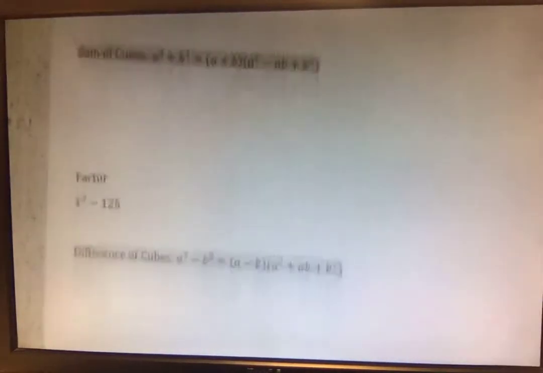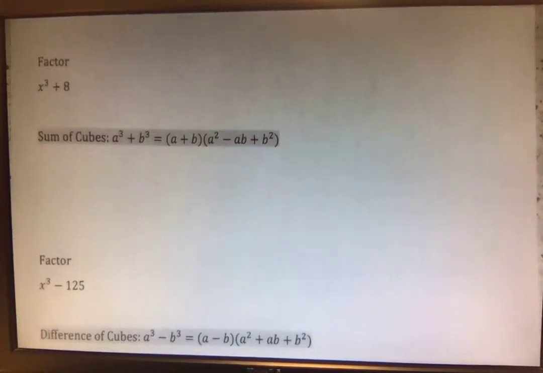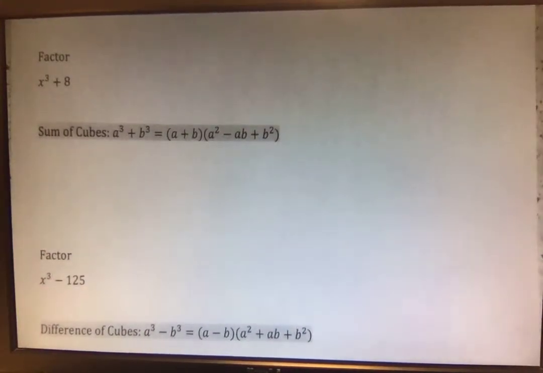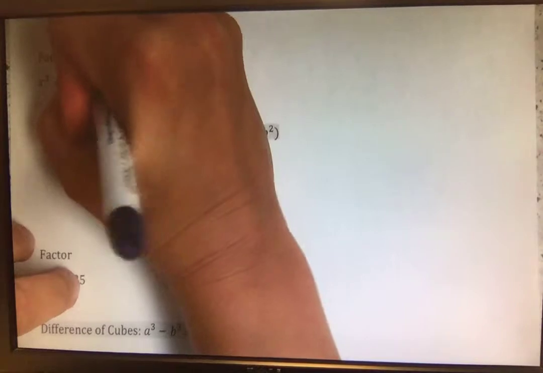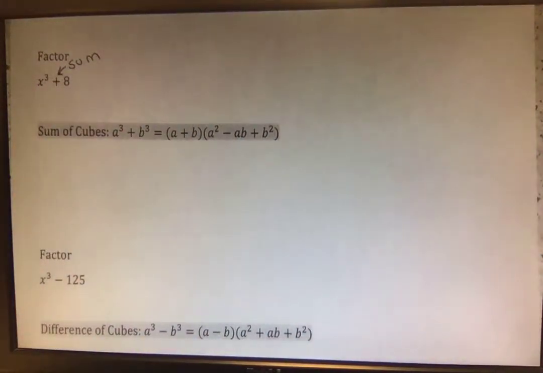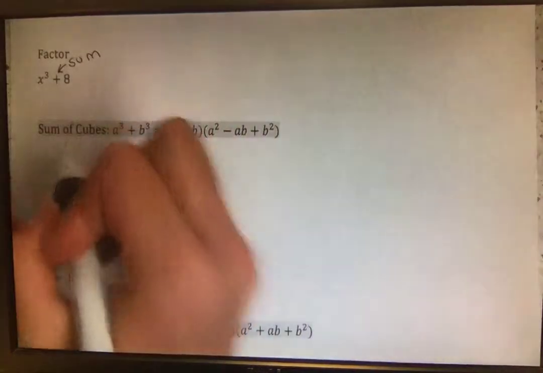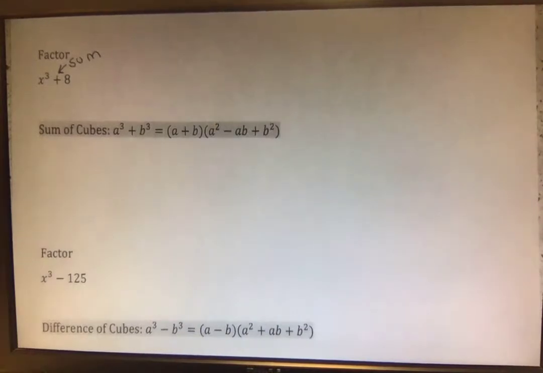All right, so last page for this notes section. This one asks us to factor x cubed plus 8. So this one looks similar to our difference of perfect squares. This time I know we're adding, so it's not a difference, it's a sum. But this time I have x cubed and I have 8. So this time instead of being perfect squares, they are perfect cubes. So if you notice, we have a sum of cubes. So hey, right underneath it, we have a formula for sum of cubes.